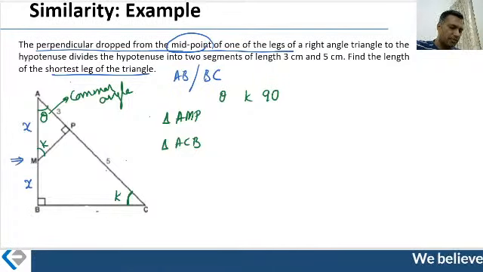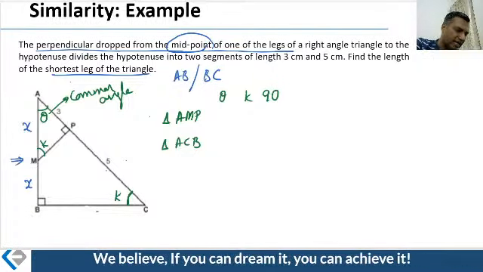All right, friends, let us write some of the sides here. Hey, what is the side opposite theta here?